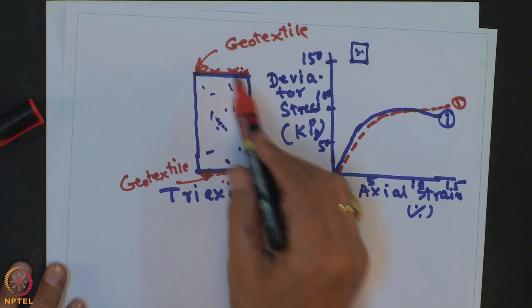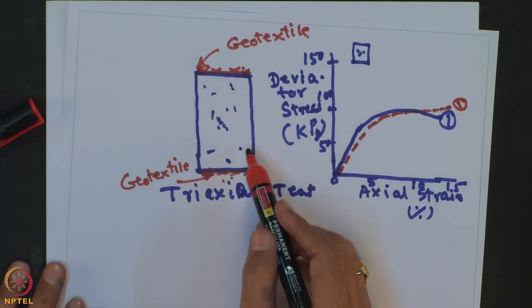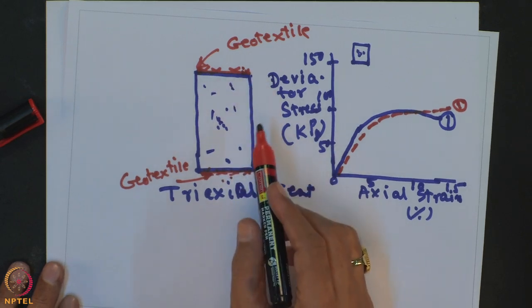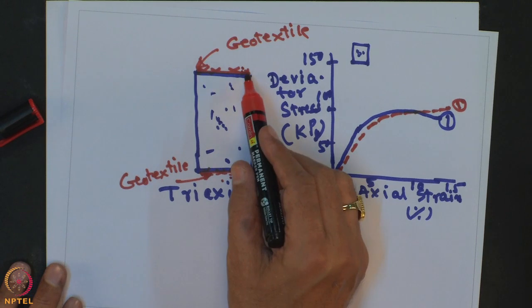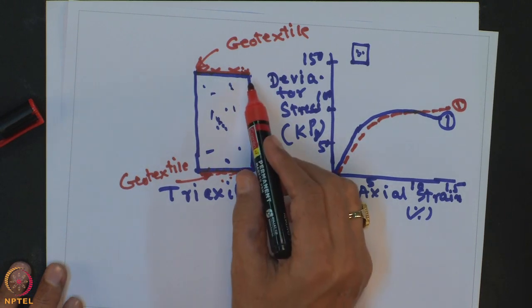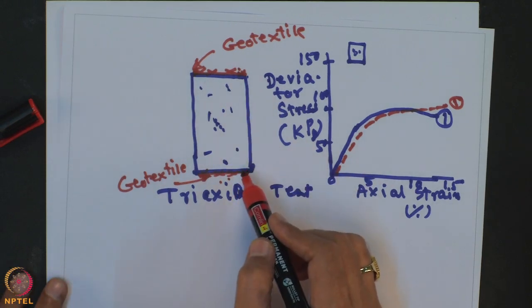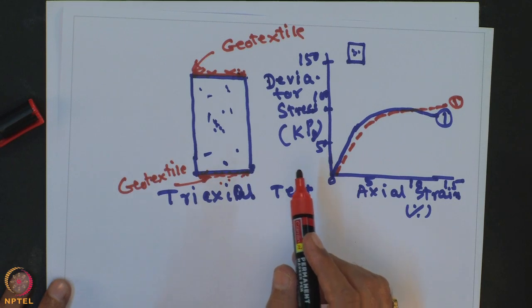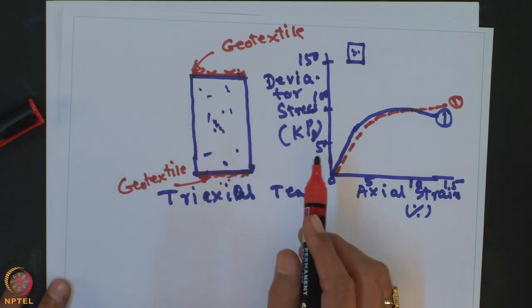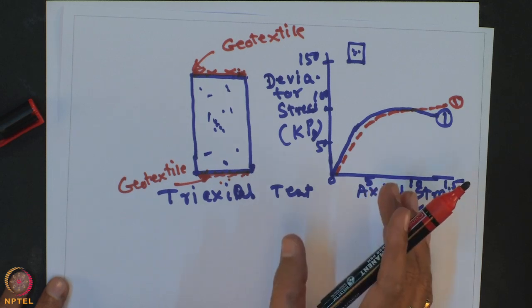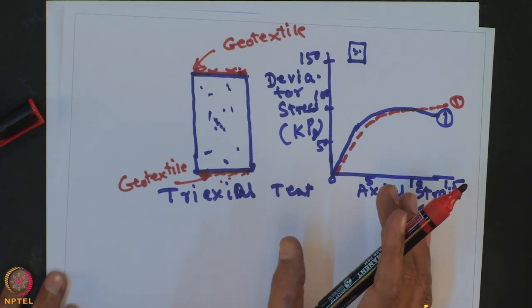And this kind of behavior is logical and instructive. It is instructive because it is teaching us that if the geotextile is placed at the wrong location, it will not have any beneficial effect. So, that is why it is most important that the placement of the geotextile material should be proper.